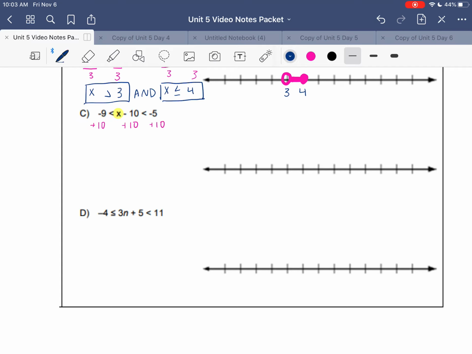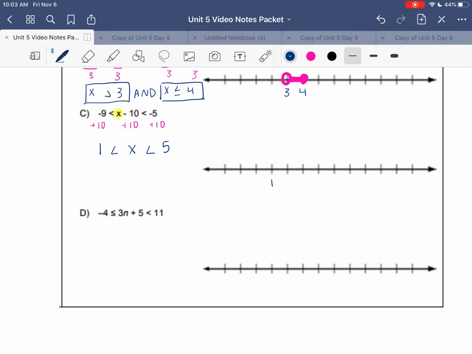So -9 plus 10 is 1. The x should now be by itself. -5 plus 10 would be +5. And I like the way this is written because it makes it very clear x needs to be in between 1 and 5. I think this notation really lends itself to understanding that.